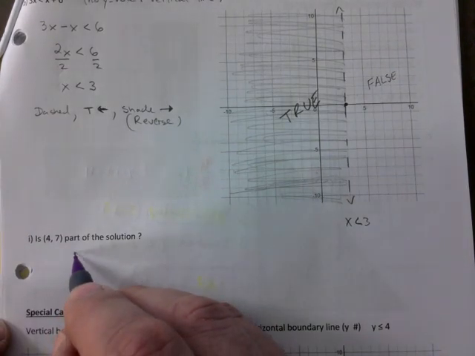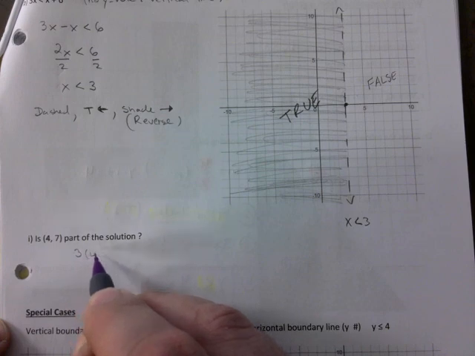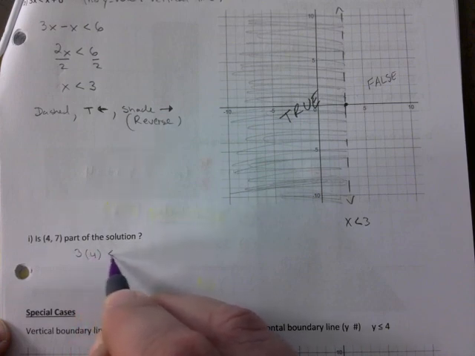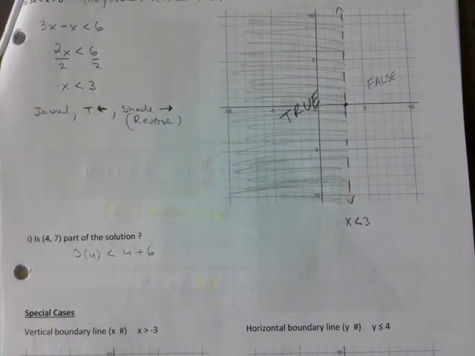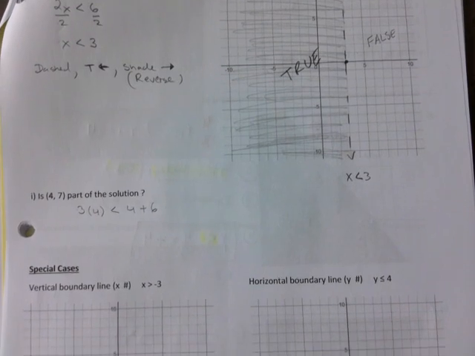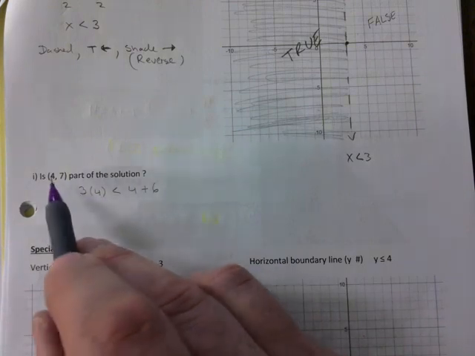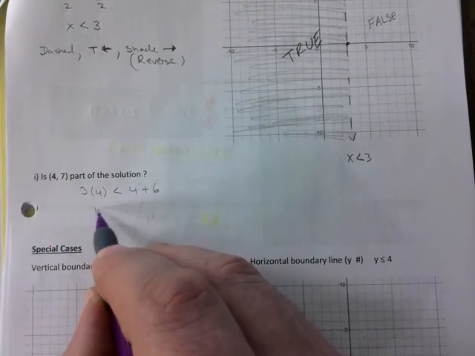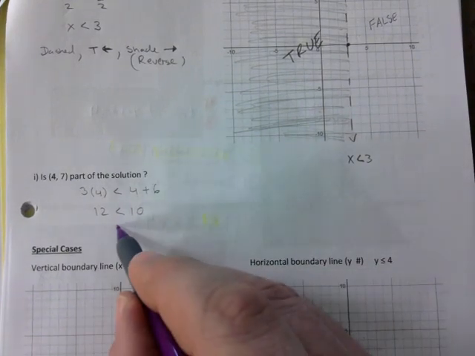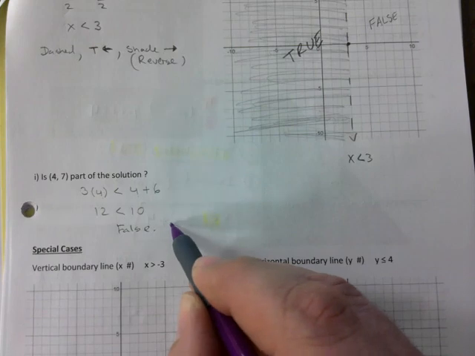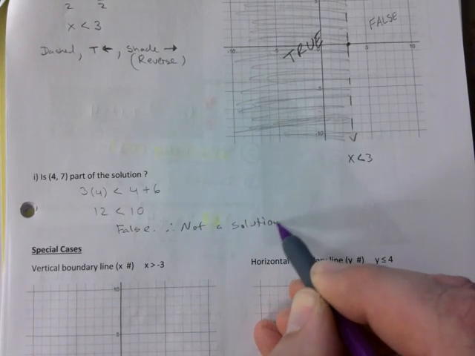So let's just do a quick check. 3x is less than x plus 6. And you're like, what about the y? Aren't you wondering what happened to the 7? This inequality doesn't have a y, so that doesn't matter. You just plug in your x value in there. So this would be 12 is less than 10, and that is false. False. Therefore, not a solution. Done.